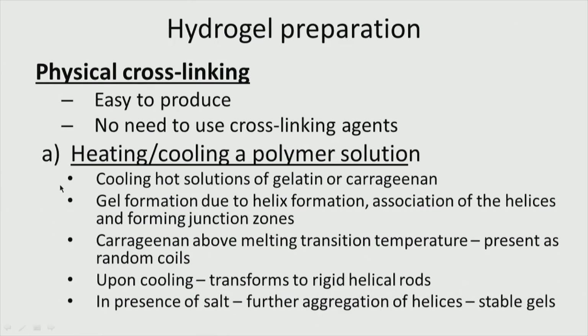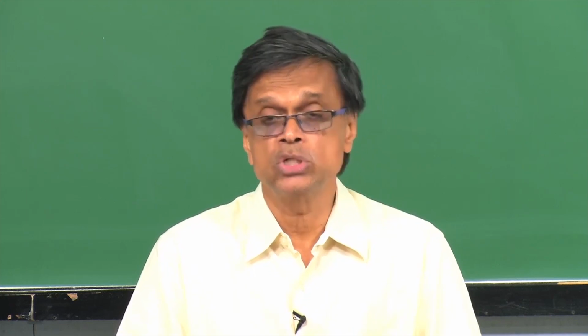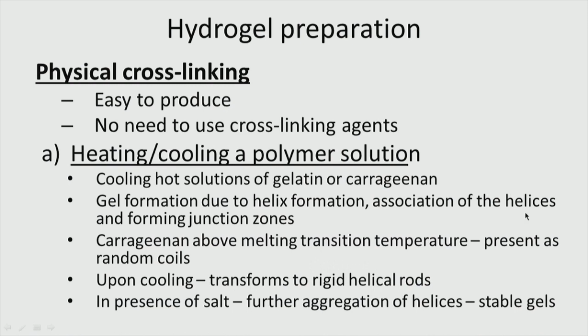So, one approach is heating and cooling a polymer solution. When I cool hot solutions of gelatin or carrageenan, it forms a gel due to helix formation. That means, as the temperature is lowered, these materials form helical structures, even linear glucans. Now, these helices have junctions and crevices where the water can be trapped. So, carrageenan above its melting transition temperature is in random coils, but when you keep reducing the temperature, they form this helical structure. These are rigid helical rods, so they form hydrogels.